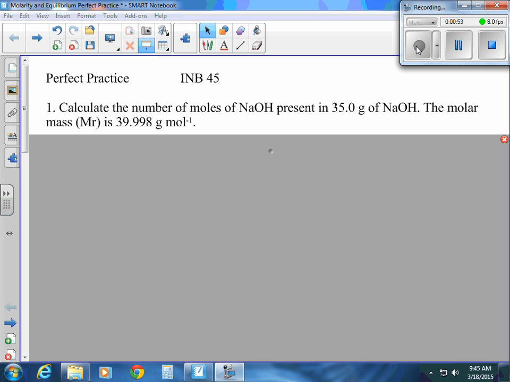There are 7 problems today for the perfect practice, so let's go ahead and get started. Question number 1. Calculate the number of moles of sodium hydroxide present in 35 grams of sodium hydroxide. The molar mass is 39.998 grams per mole. For those of you who this is your first perfect practice, go ahead and pause now.